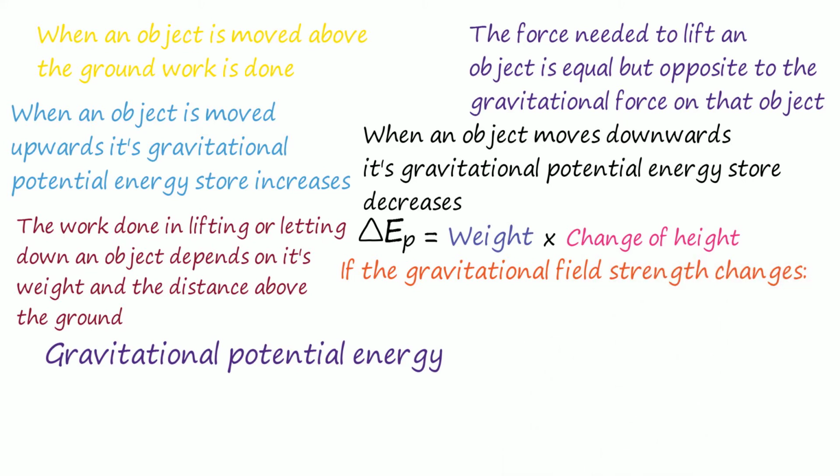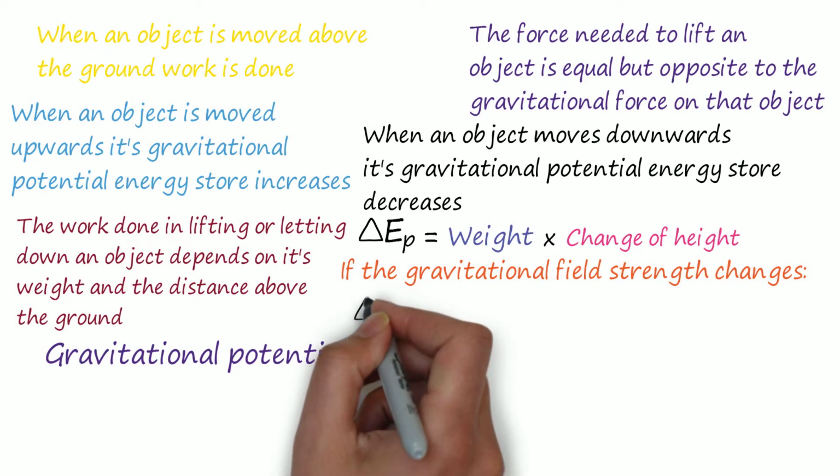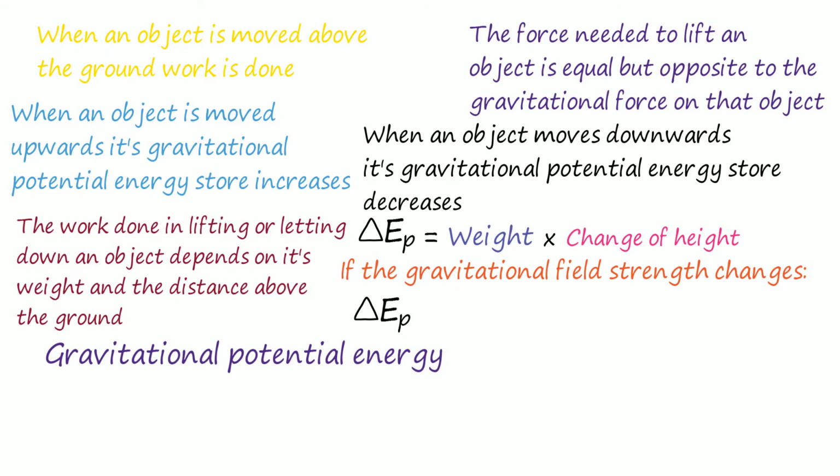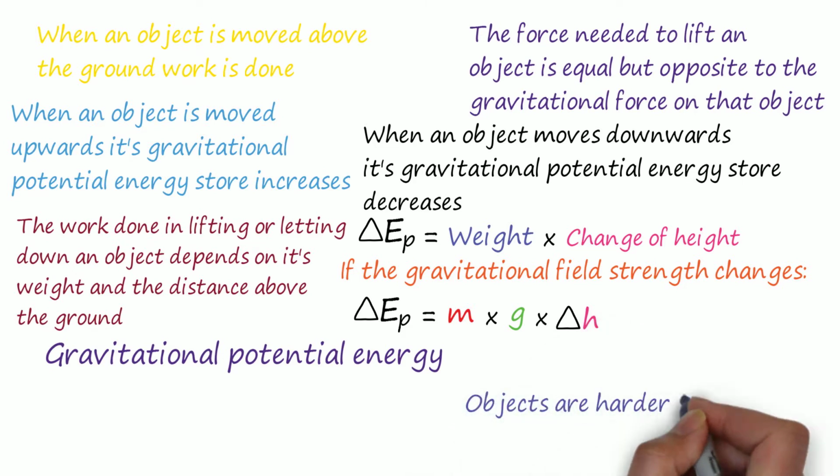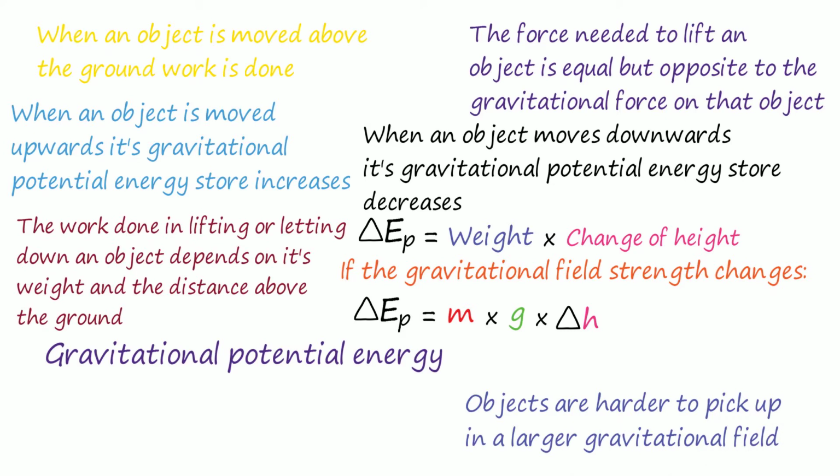Now we'll look at a situation if the gravitational field strength was larger. We know that the weight of an object in newtons is equal to the mass multiplied by the gravitational field strength. We can use this to calculate the change of gravitational potential energy store in different gravitational fields by using the following equation. Change in gravitational potential energy store, measured in joules, equals its mass, which is measured in kilograms, multiplied by the gravitational field strength measured in newtons per kilogram, multiplied by the change in height measured in meters. This explains why objects would be harder to pick up in a larger gravitational field.